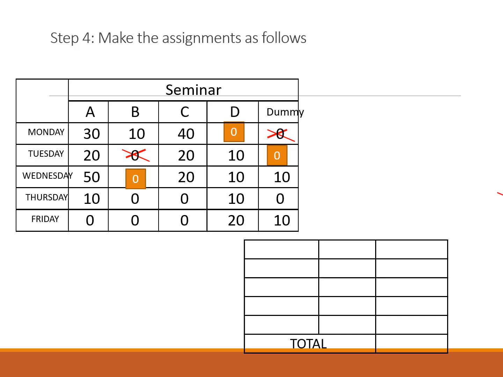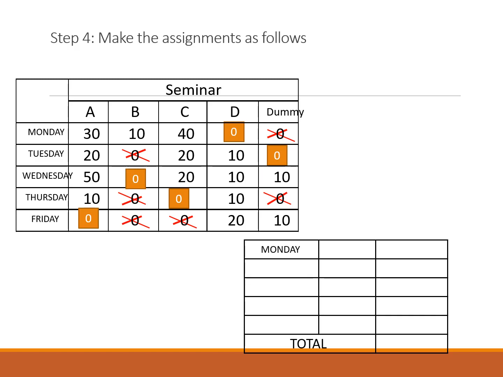For Wednesday, seminar B, and cancel out the other successive zeros. Then Thursday, seminar C, and cancel out the other successive zeros with respect to column wise and row wise, and then Friday to A. So here we completed our assignments.